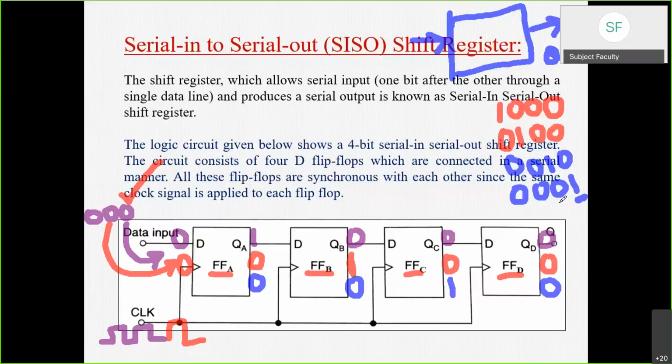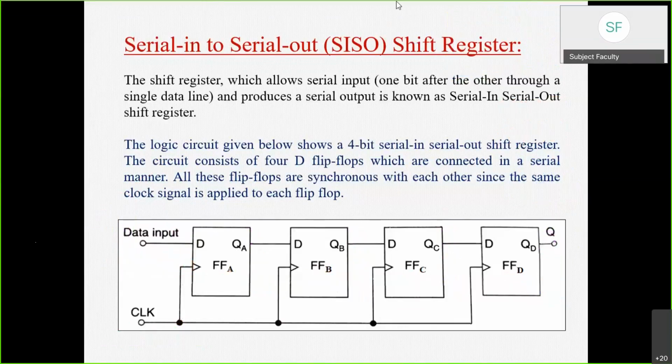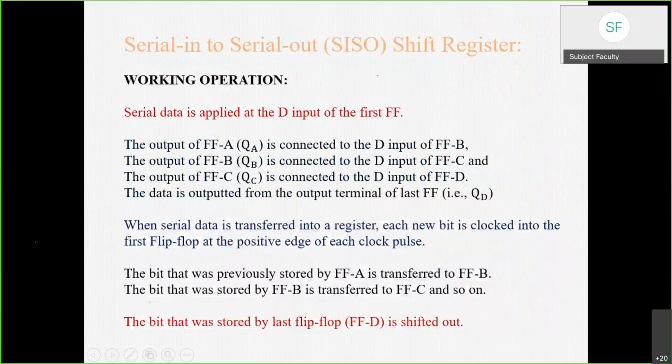So similarly, for the next cycle, you will get 0. Again, you will get 0. Again, you will get 0. You are collecting your output bit by bit, one after the other. In this way, serial in, serial out shift register works. I hope you have understood this point. The working operation is again through these points.